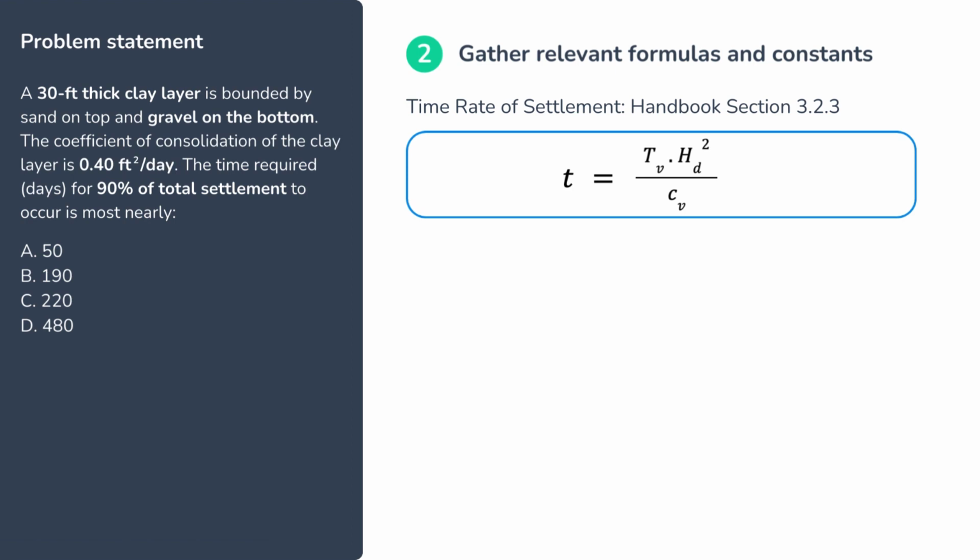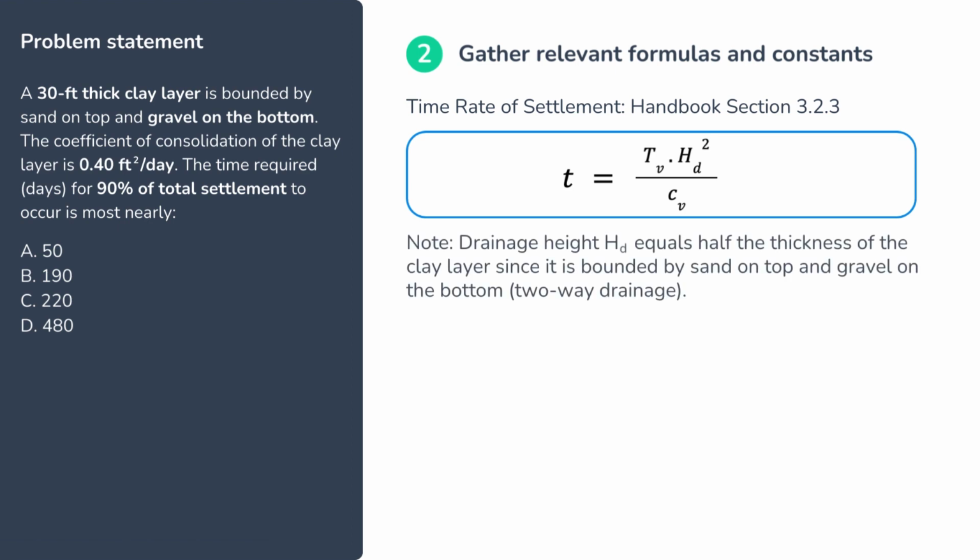Next, we need to determine the longest distance to the drainage boundary, H sub D. In this case, the drainage height equals half the thickness of the clay layer, since it is bounded by sand on top and gravel on the bottom. This is known as two-way drainage, since it is bounded by two pervious layers. This gives us a drainage height of 15 feet.